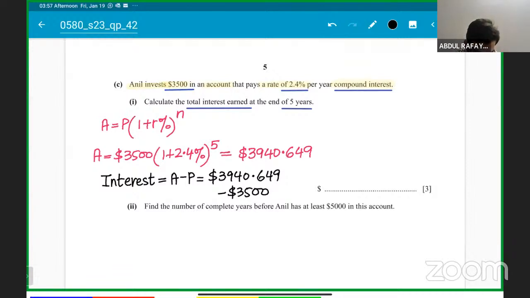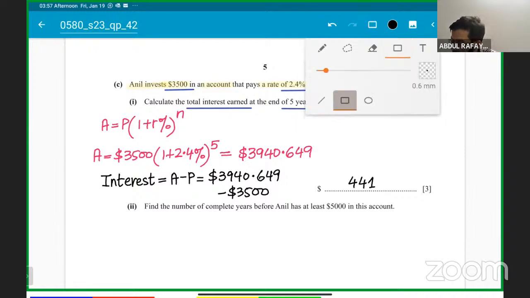$440.6. So you can round off as well, students, or you can just write it down to one decimal place. Better to write to three significant figures, so just round it off. I'm getting 440.65 in the calculator, so you can write $440.7 as well. You will still get the 3 marks, and you can also write $441. You will still get all 3 marks.